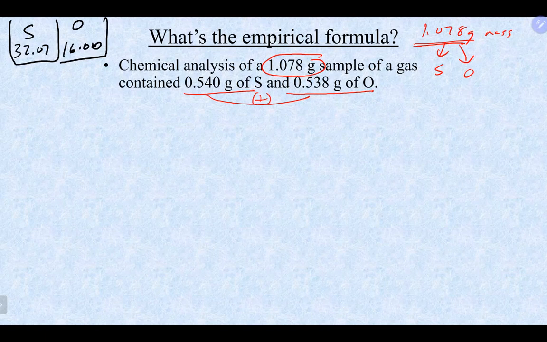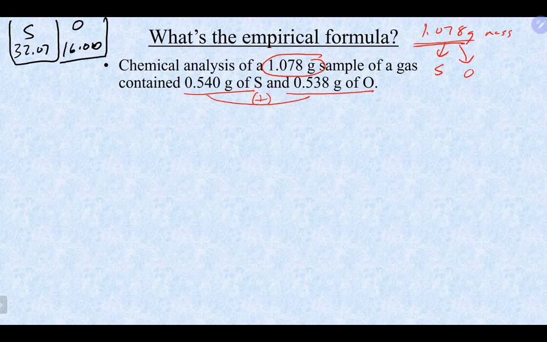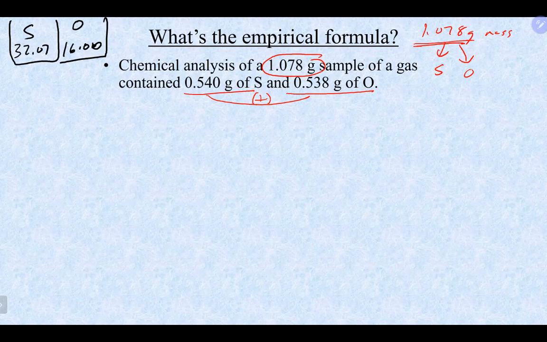By the way, if it happened to give you just the mass of the sulfur and not the oxygen, but told you oxygen was involved, you would take the 1.078 and subtract the mass of the sulfur, and that would give you the mass of the oxygen that was there. So sometimes you're not given the percentages, but the mass of the compound, and maybe they give you the mass of each element, or one or two of the elements. So you may have to do some subtraction to get to the missing element.